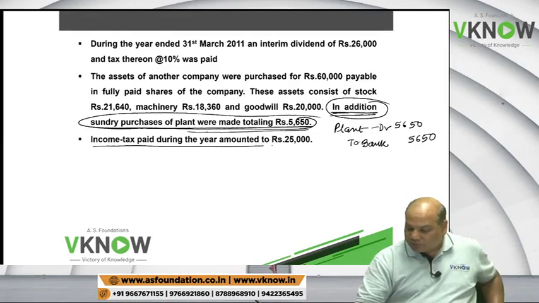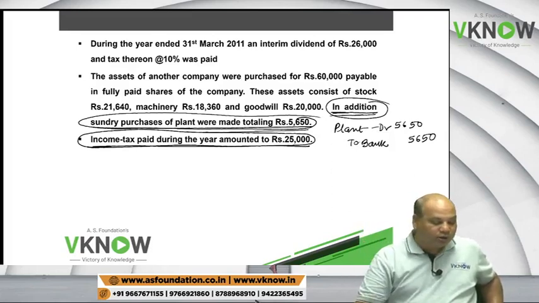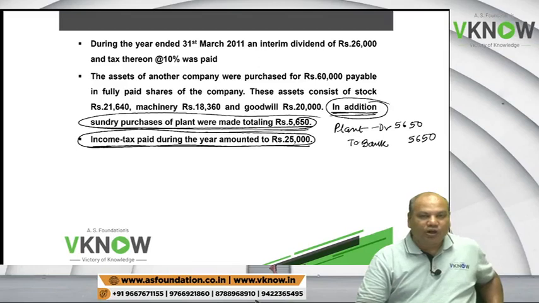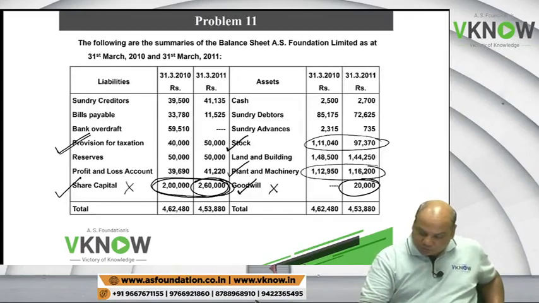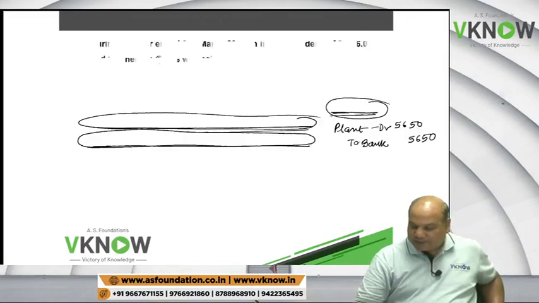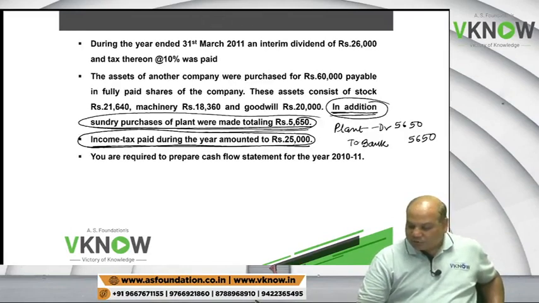Same adjustment one more time. Hat trick of adjustment, income tax paid. Tick mark your liability side provision for taxation. Liability side, tick mark provision for taxation. This also tick mark. There is some income tax paid.